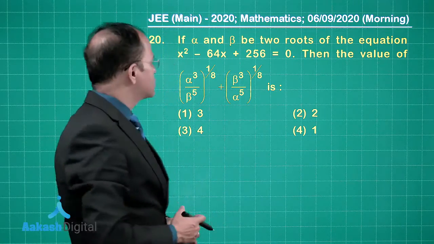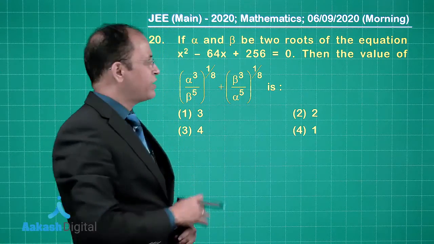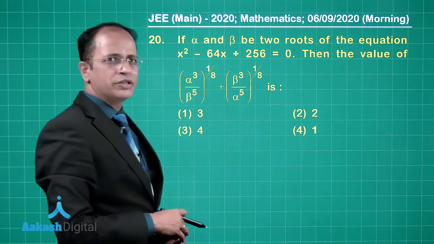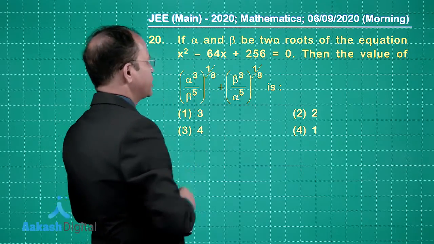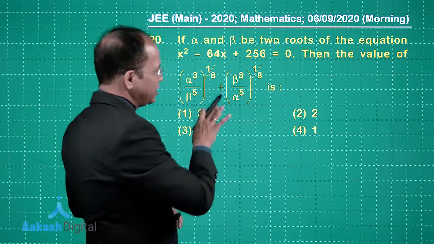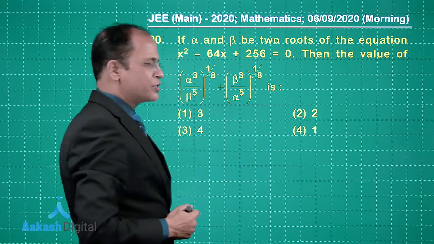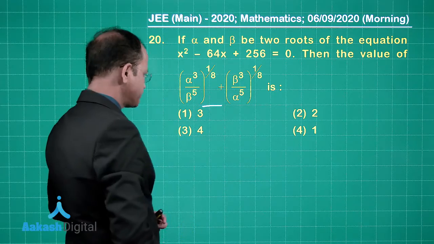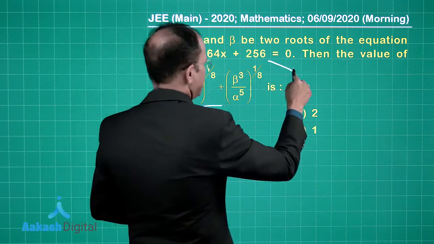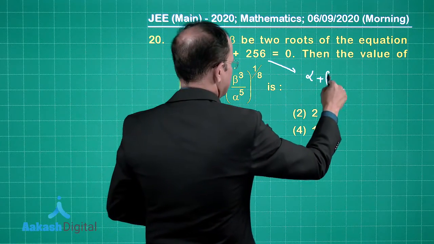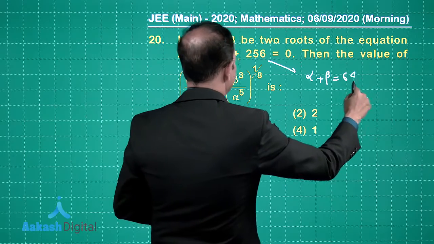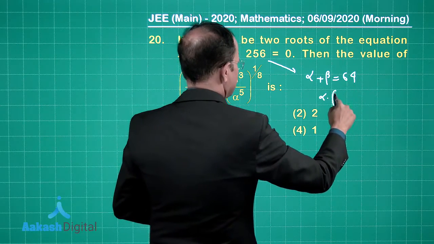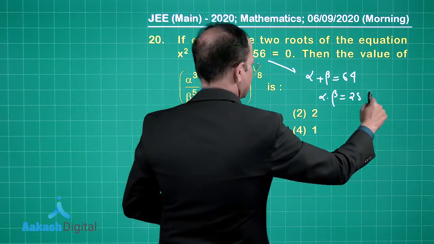Now let us discuss question number 20. If alpha and beta are the two roots of the equation x square minus 64x plus 256 is equal to 0. It's a direct problem of quadratic equation, and we have to find the value of this. So yes, this is given as alpha plus beta, which is 64 we have. Then we have alpha into beta, which is coming out to be 256.